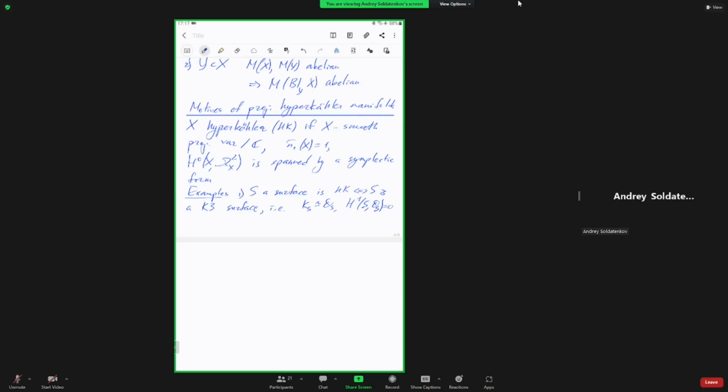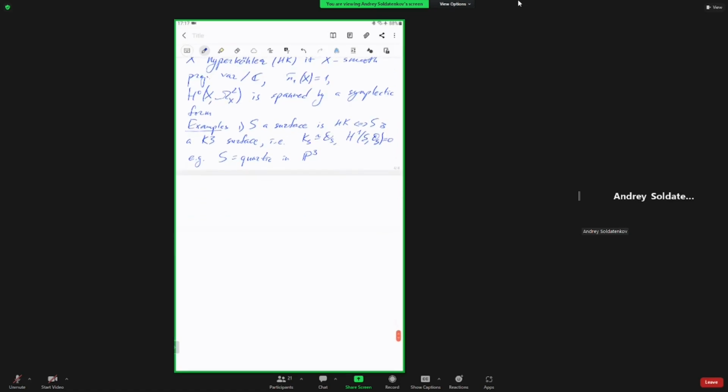An example of a K3 surface is a quartic hypersurface in P3. A hypersurface of degree 4 in P3, by the adjunction formula, it is clear that its canonical bundle is trivial, and then you can check also that the other condition is satisfied by Lefschetz. So that is a K3 surface.